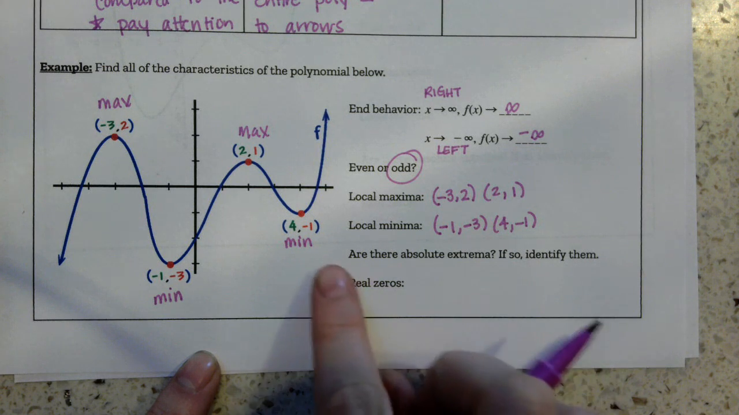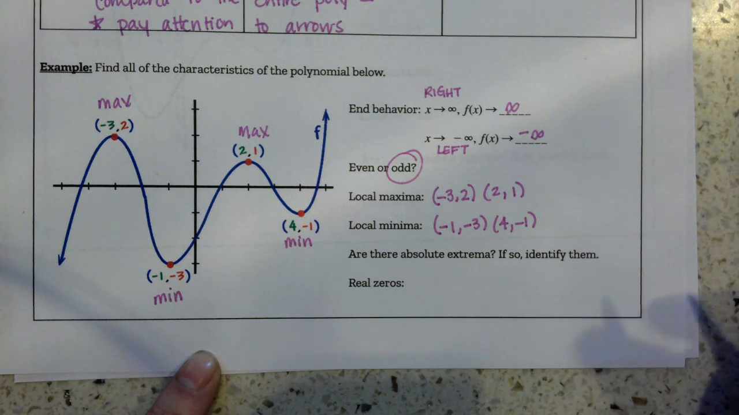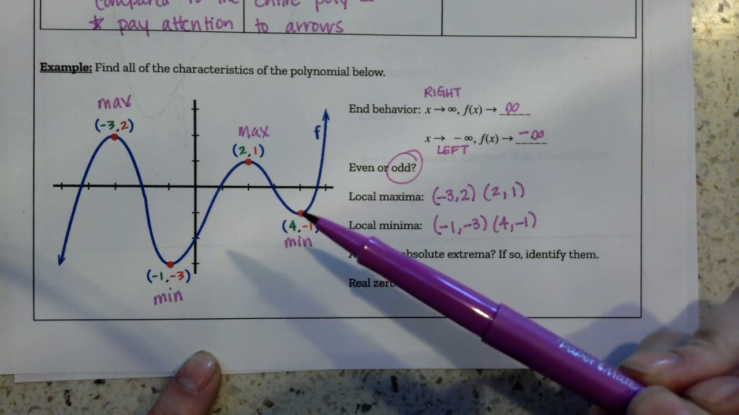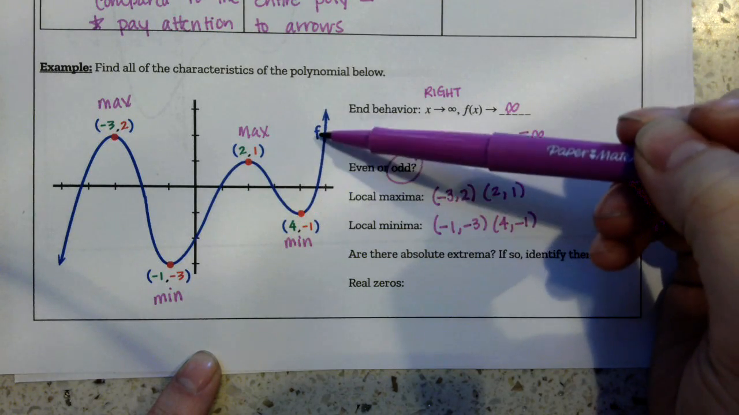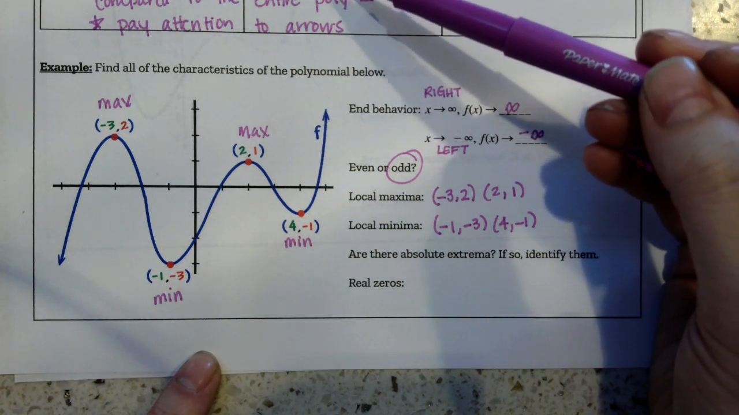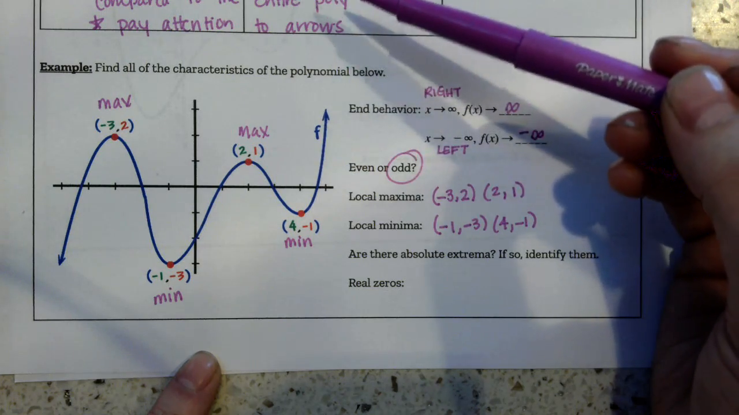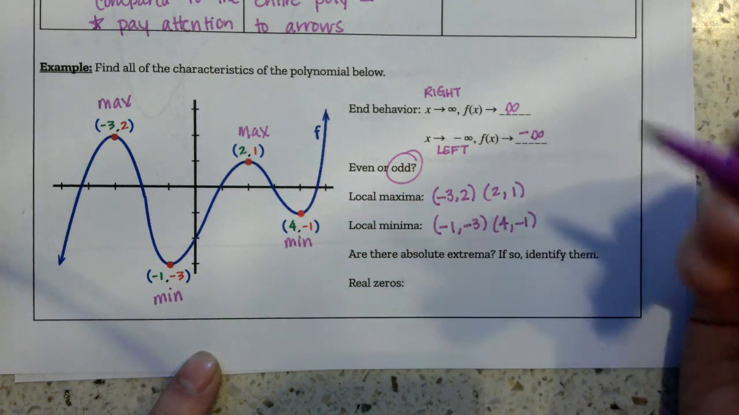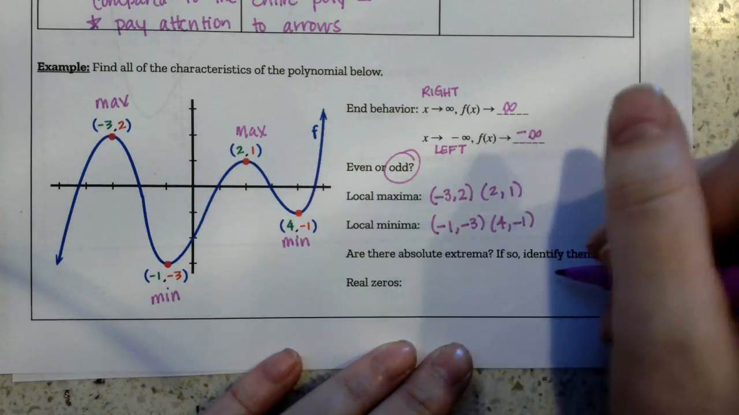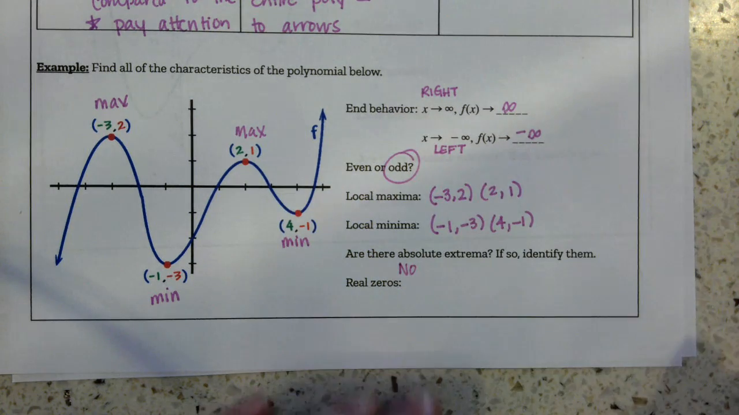And then we want to look for any absolute extrema. This question asks if there's any absolute extrema, and if there is, to identify them. What I'm looking for is the very, very top the polynomial will ever go and the very bottom. I first look to see if there are any arrows. There's an arrow pointing up, which means I cannot have an absolute max because I'm going to keep going up forever. There's also an arrow pointing down, which means I can't have an absolute min because I'm going to go down forever. So are there absolute extrema? The answer is no. If there was a highest or lowest point, you would just write it there.